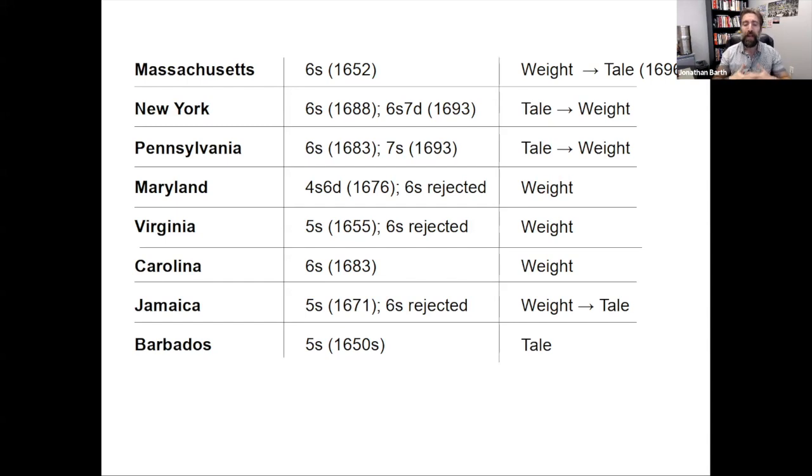In Jamaica, after repeated failures to increase the coin to 6 shillings, the merchants of Port Royal also agreed voluntarily to accept clipped dollars at 5 shillings and full weight dollars at 6 shillings.